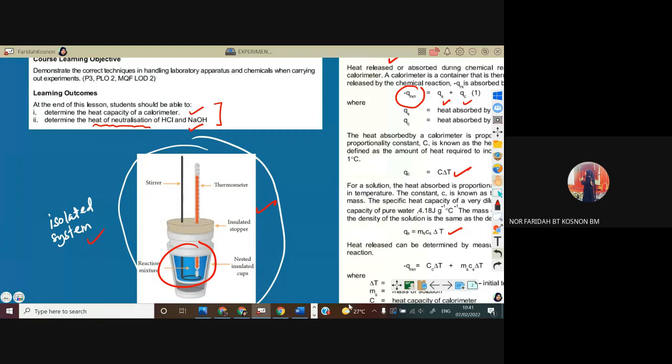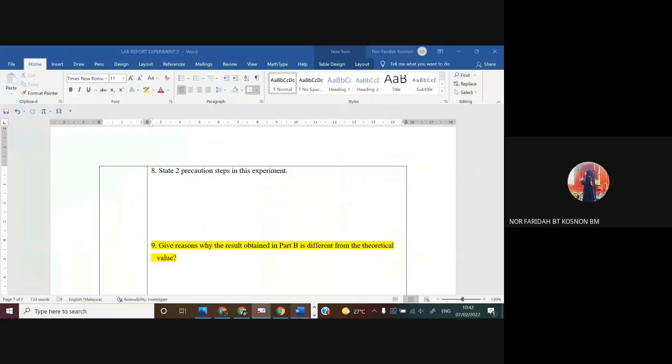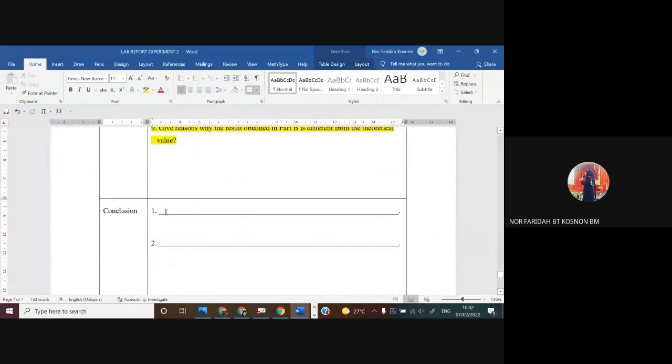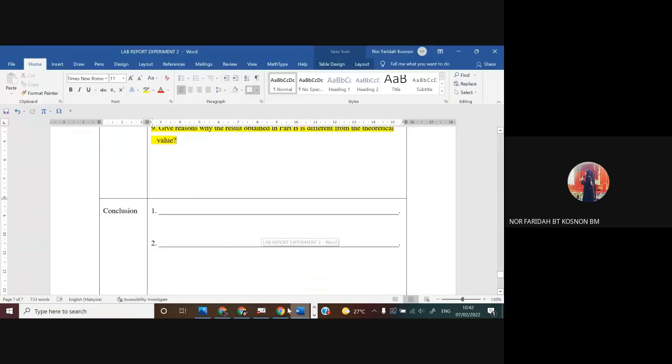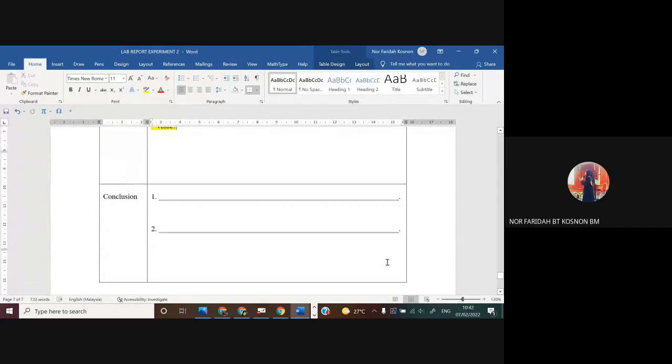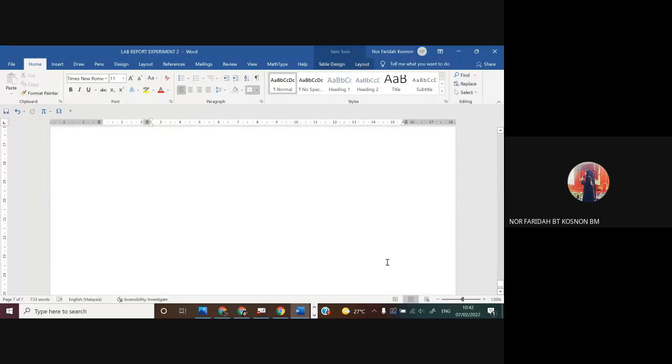Tak payah pening-pening nak tulis apa dekat conclusion ni. Terus tulis the heat capacity of a calorimeter from this experiment is berapa. And then same goes to the enthalpy of heat of neutralization yang you kira tu tadi. Terus buat ayat yang pendek tetapi tepat dan menjawab learning outcome. The heat of neutralization obtained from this experiment is berapa kilojoule per mole. So itu sahaja, tidak perlu perujukan apa benda.